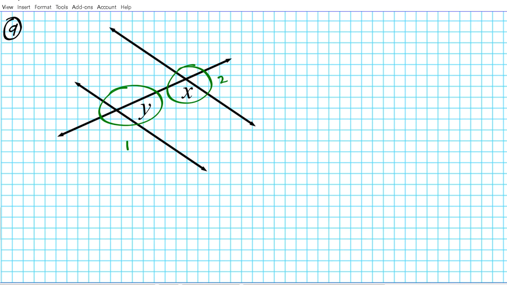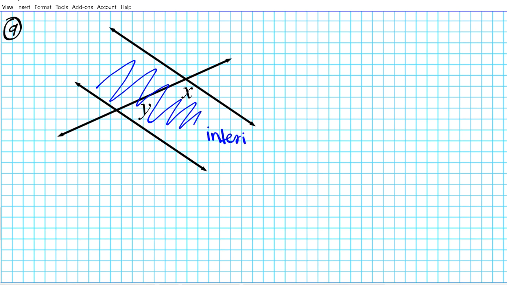What do we know about these two angles though? First things first, we know that they are in between the two lines, which means they are in the interior. We talked about this before. If you're not in between the lines, then you're in the exterior. So they're in the interior.